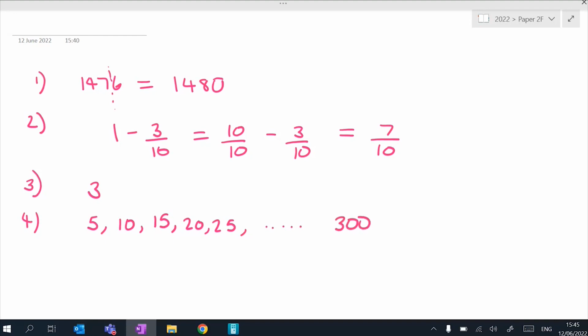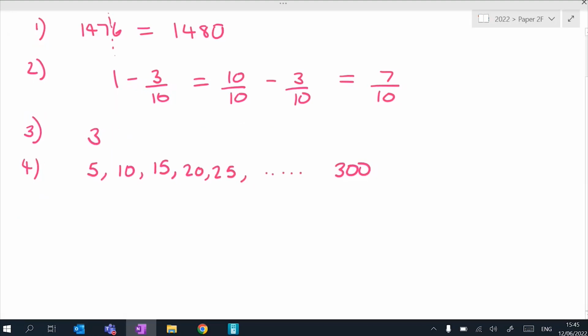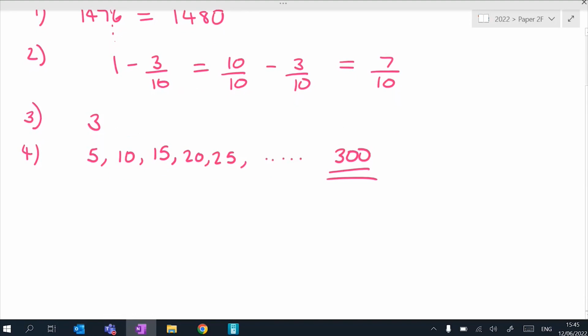Okay, I'm going to go for 300. So it doesn't matter what number it is. Any number that is a multiple of 5 is fine. My number is 300. Could have had 500. Could have had a lot of things.